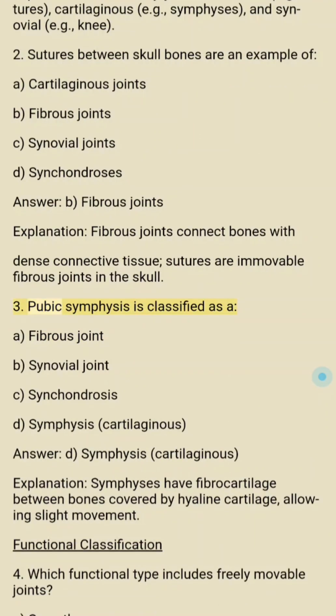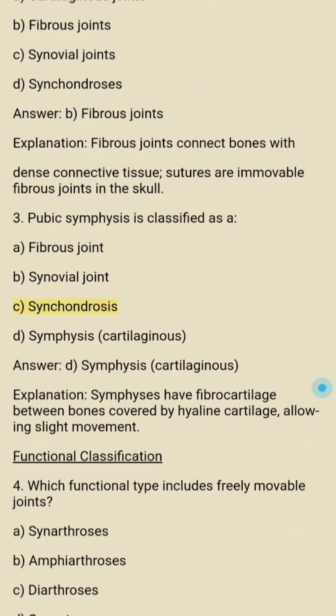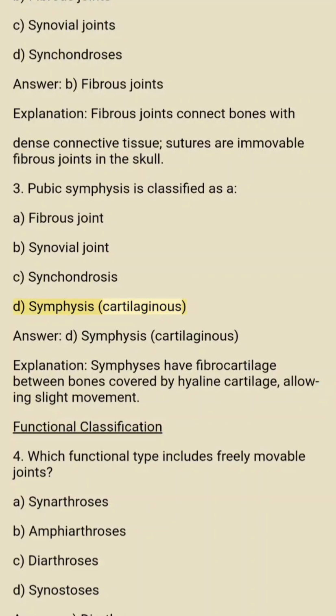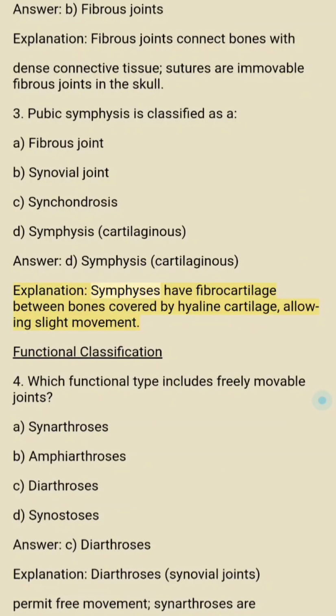3. Pubic symphysis is classified as a A. Fibrous joint. B. Synovial joint. C. Synchondrosis. D. Symphysis cartilaginous. Answer. D. Symphysis cartilaginous. Explanation. Symphyses have fibrocartilage between bones covered by hyaline cartilage, allowing slight movement.